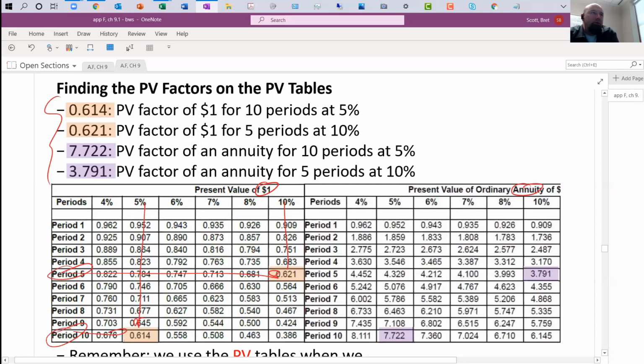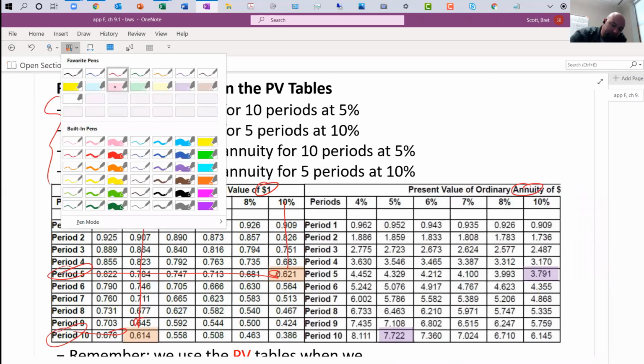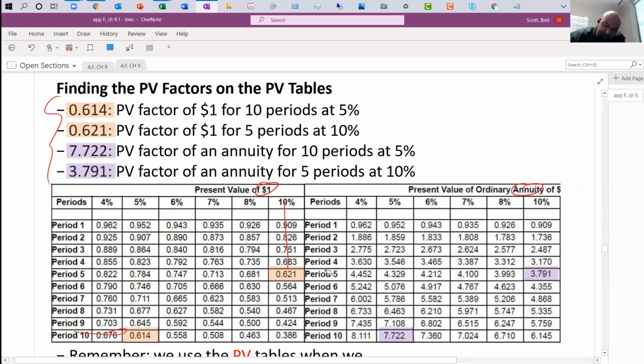You can Google present value tables, and they'll all be the same. There's no magic behind this stuff. Also, keep in mind, see if I can do this real quick here, these amounts on the annuity table, they're not magical.